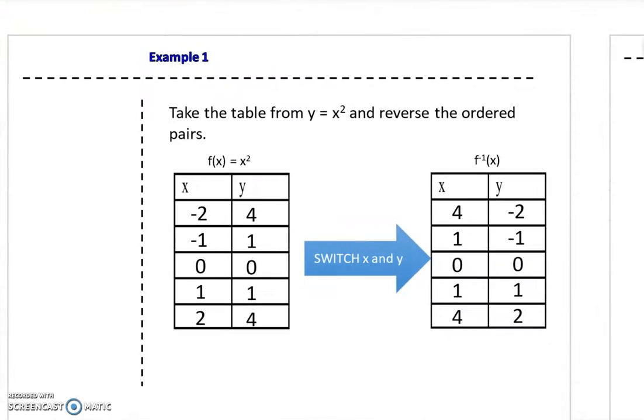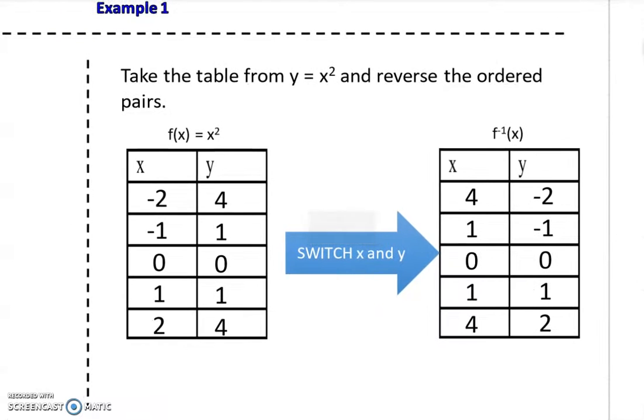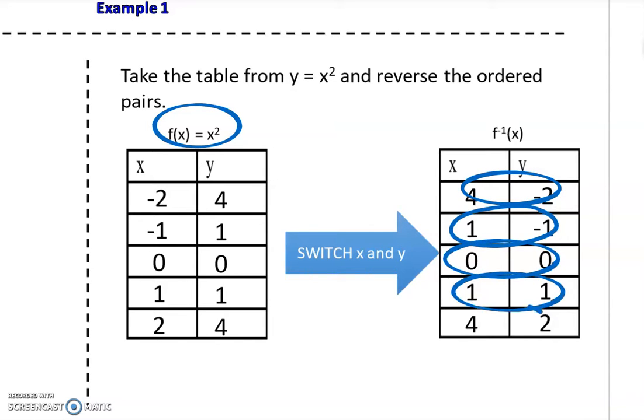Now, take the table from y equals x squared, which we had on the previous slide, and reverse the order. So you can see that we are switching the x and the y coordinates. What was y now becomes x and vice versa. And this is called the inverse of f of x.